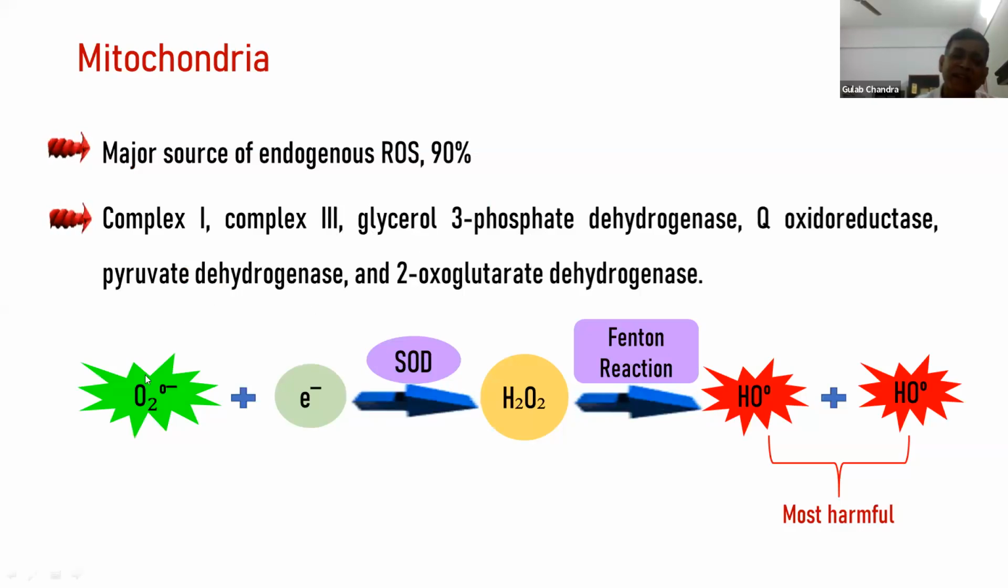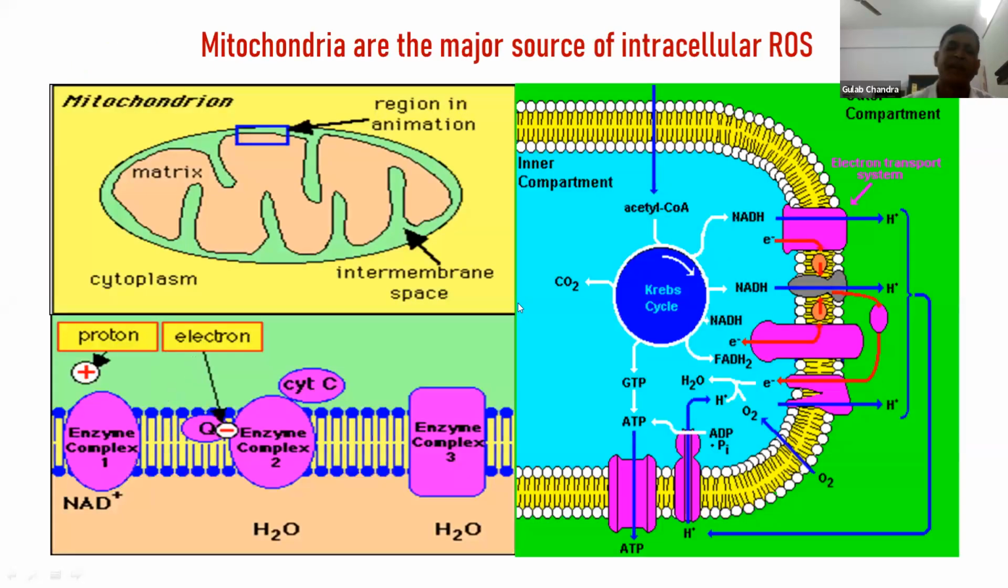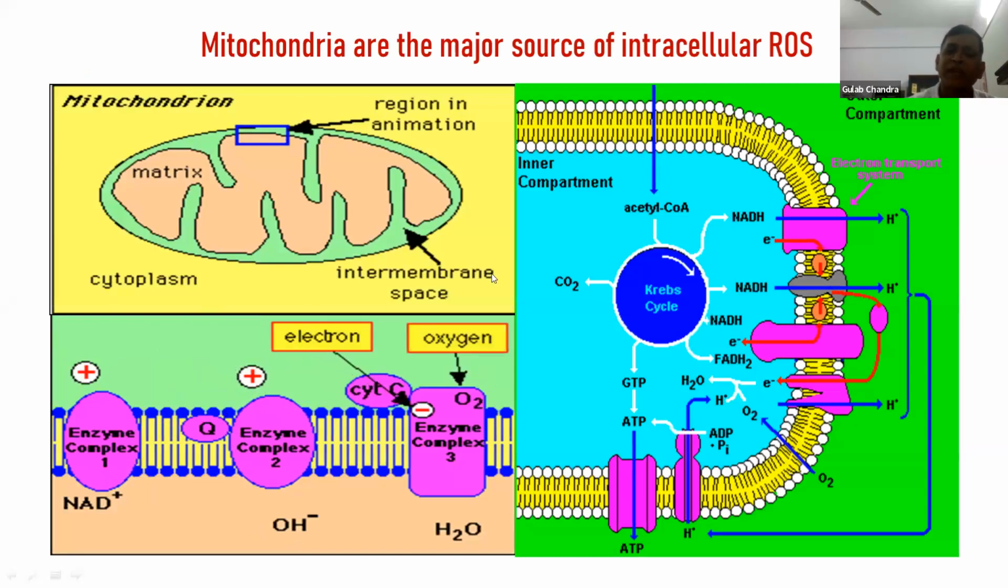The enzyme systems in the mitochondria are responsible for the production of reactive oxygen species. The superoxide radicals generated in the mitochondria are converted into hydrogen peroxide by superoxide dismutase present in the mitochondria. This hydrogen peroxide, after the Fenton reaction, changes into the hydroxyl radical, and this hydroxyl radical is very, very harmful compared to all other free radicals.